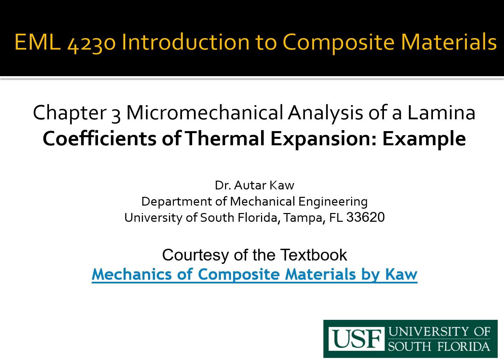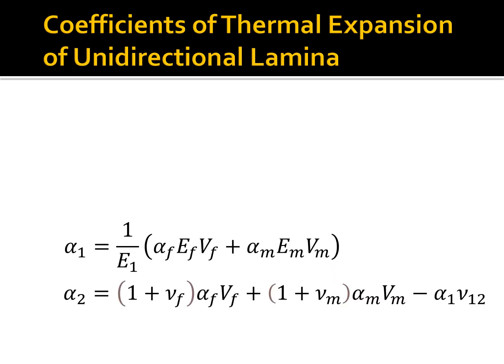In this segment, we'll talk about how to find coefficients of thermal expansion. We'll take an example. So we are basically interested in calculating the coefficient of thermal expansion alpha 1, which is in the direction of the fibers, and alpha 2, which is perpendicular to the fibers. These are the formulas given for alpha 1 and alpha 2.